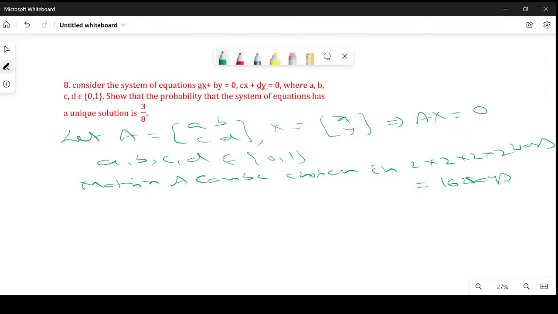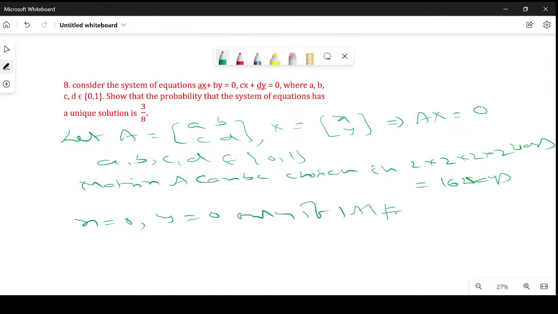So we get matrices with different combinations of 1 and 0; there will be 16 matrices. Correct. But they told us here the system has a unique solution. This is a homogeneous system. If the given system has a unique solution, then the only possibility is x equal to 0, y equal to 0.